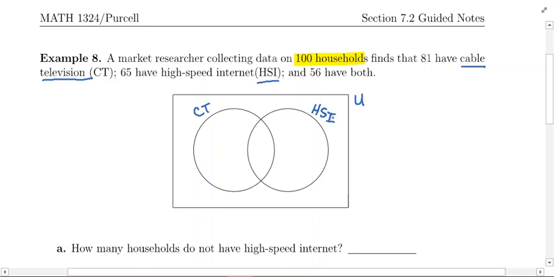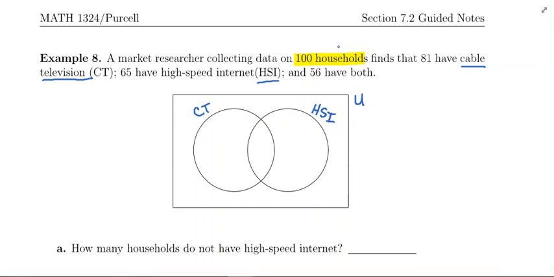Again, you have this researcher who's collecting data on households, trying to figure out who has cable television, who has high-speed internet, and who has both, or even who has neither. There is some overlap to the circles because it is possible to have both cable and internet. So now we're just going to start putting numbers in the appropriate places in the Venn diagram. Remember, whatever you end up with, your numbers have to add up to 100 because that's the total number of people surveyed.